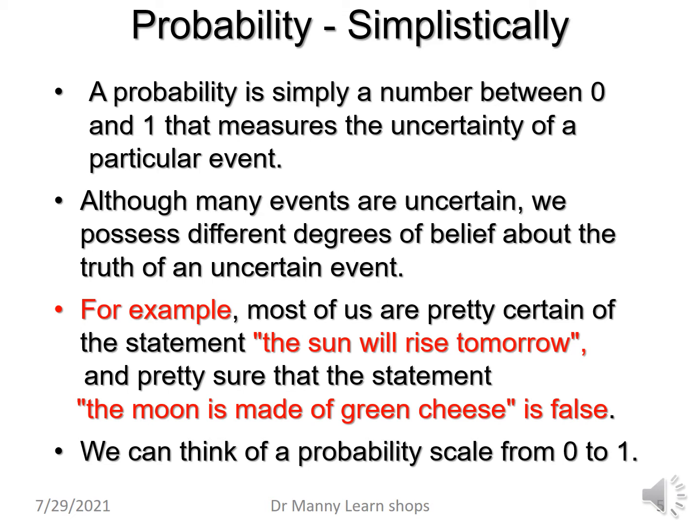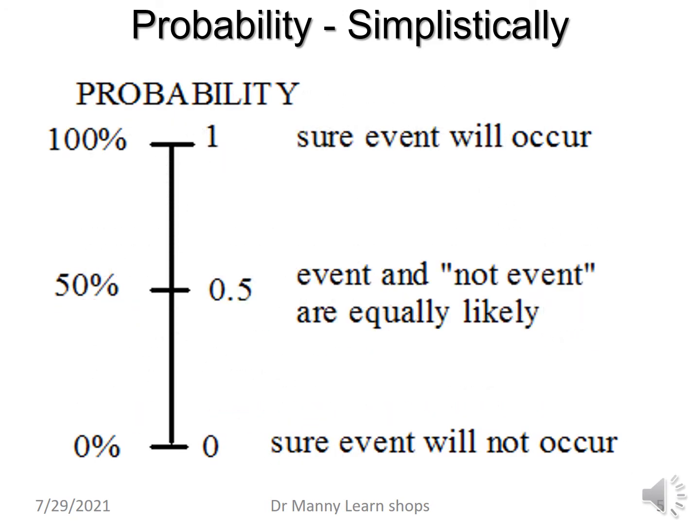We can think of probability as a scale from 0 to 1. 1 is a sure event will occur. 0 is a sure event will not occur. Somewhere in between, the event and non-event are equally likely.